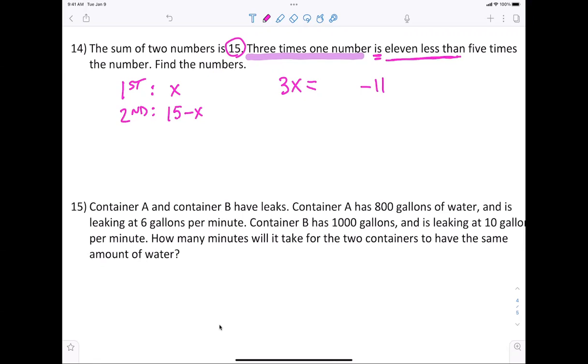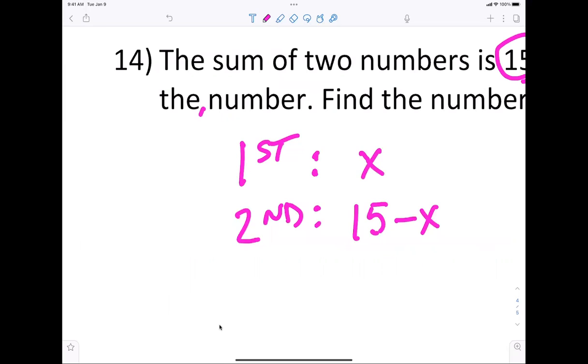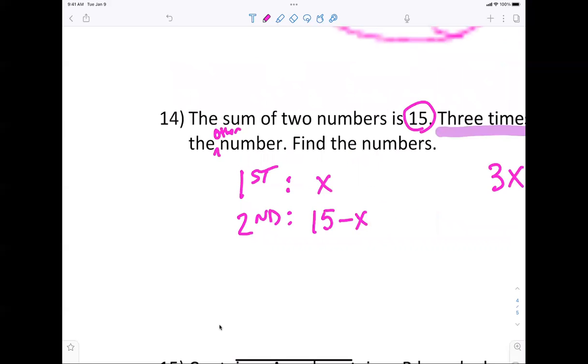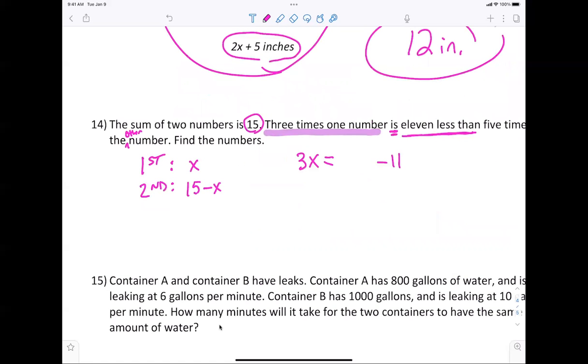Now, hold on a second. 3 times one number is 11 less than 5 times the what? What should that be? The other number or the second number. The other number is better. Sorry about that typo. I'll go back and fix it. All right, has everybody got me on that? So now that I corrected that, that's going to be what for you, Jacob?